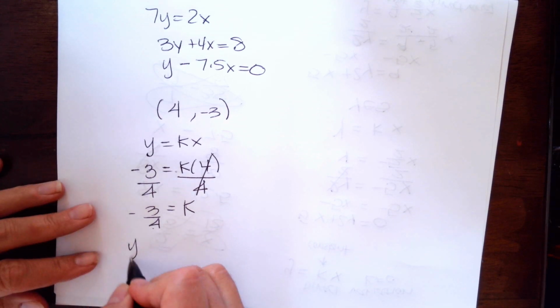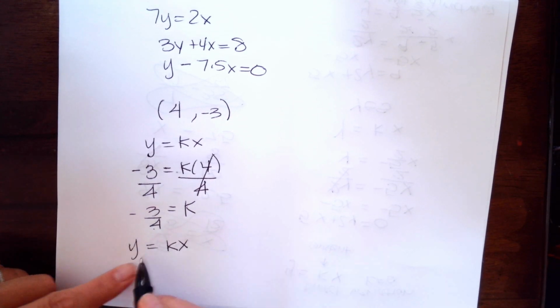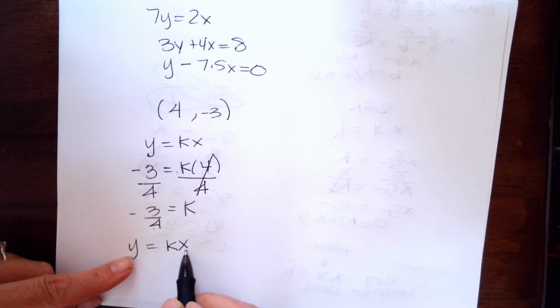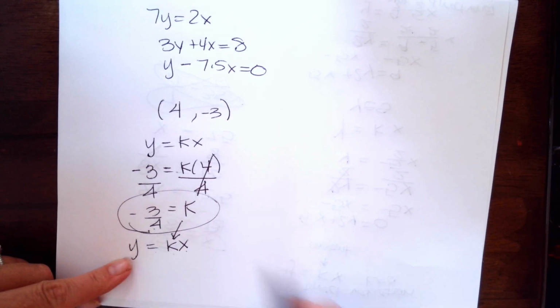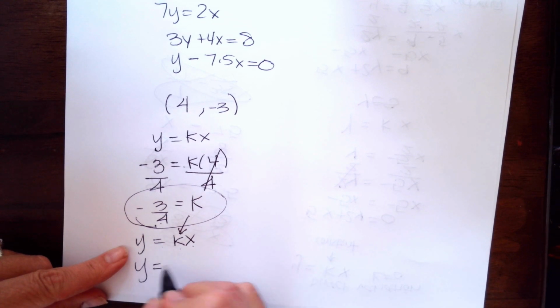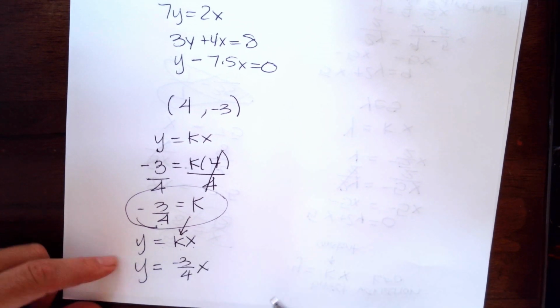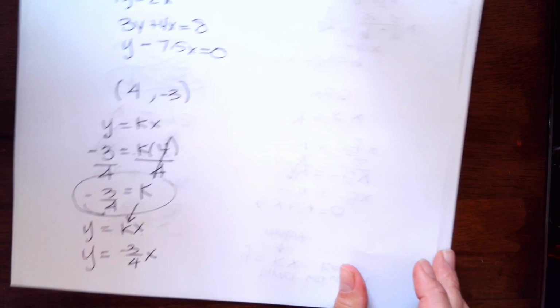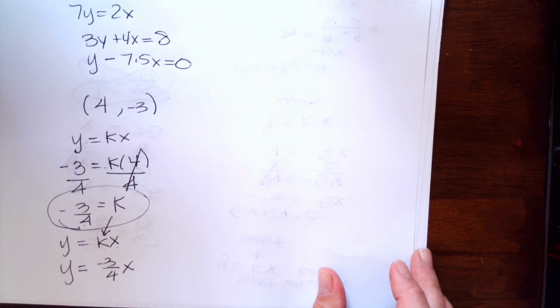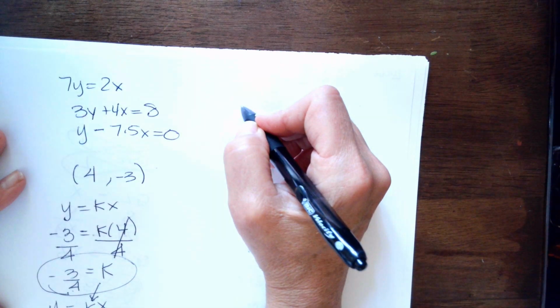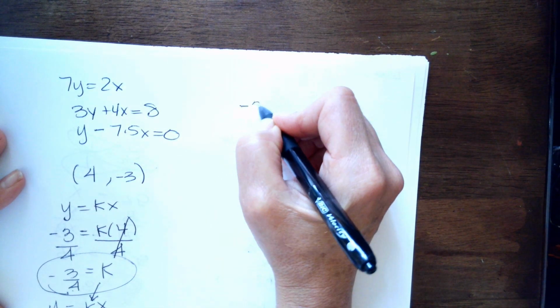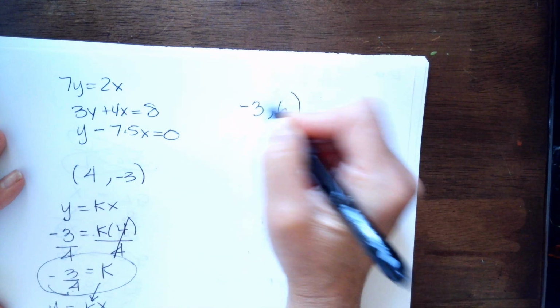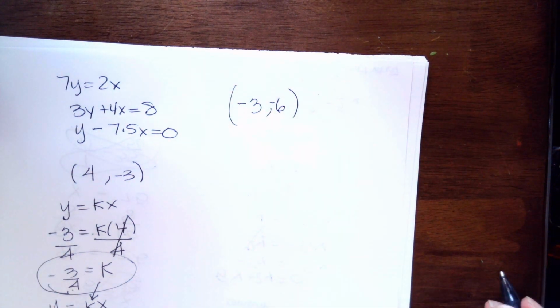You plug that into your original equation, which was y equals kx. They're telling you what y is, so you're going to put that in right here. y equals negative 3/4 x. And is this an equation of the direct variation? Yes, so that works. For homework, you can write an equation for the direct variation that includes the point negative 3, negative 6, and then you can solve that as well.